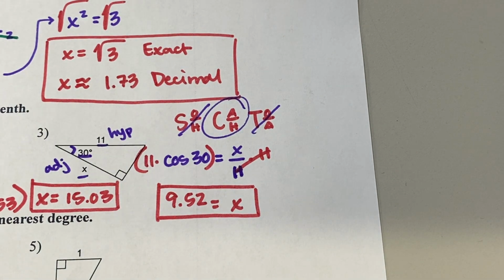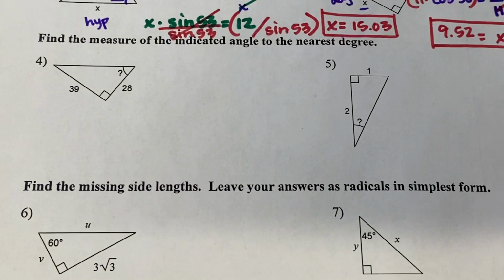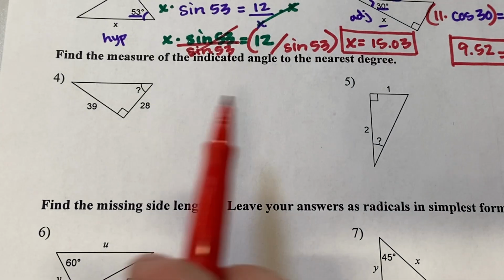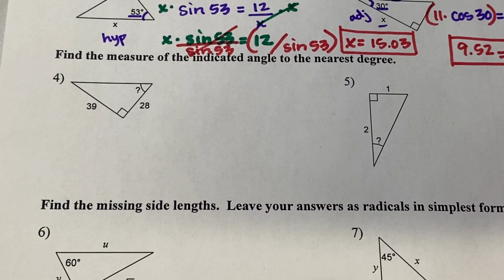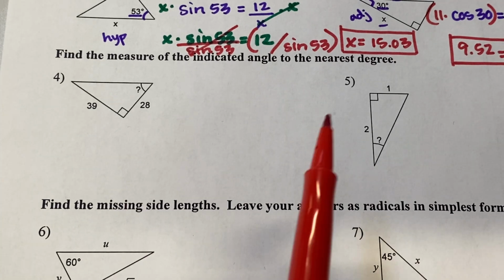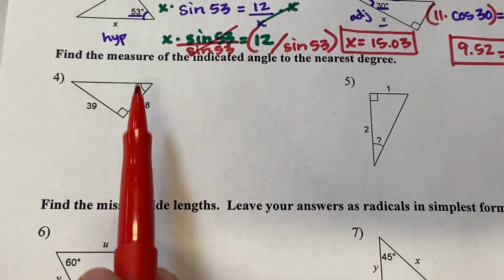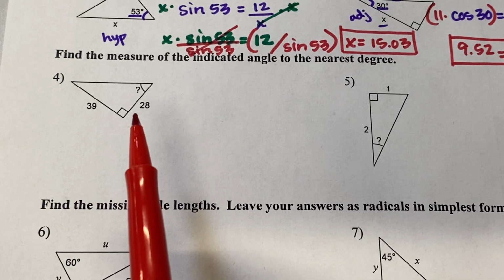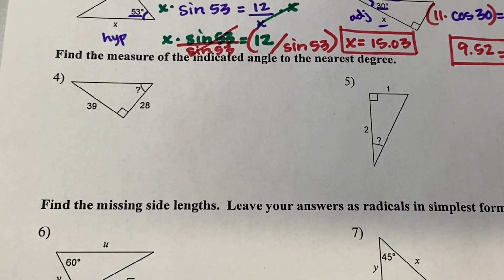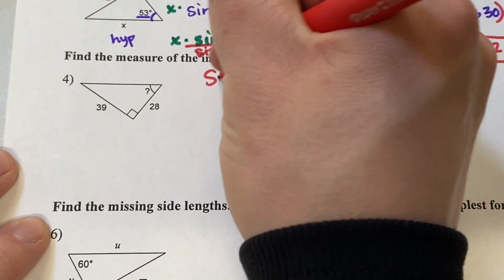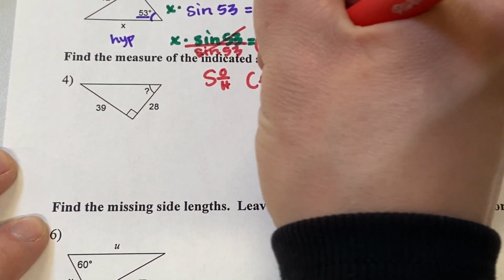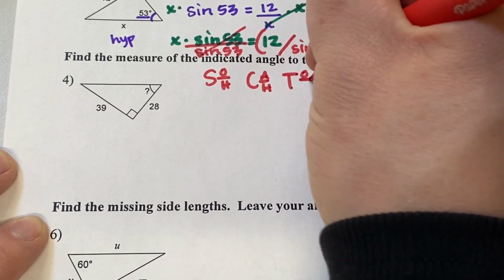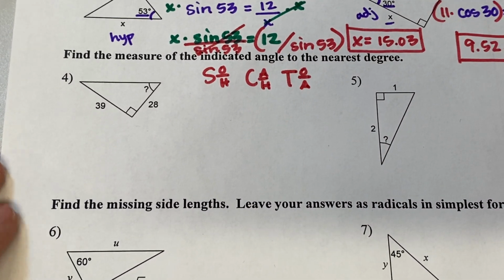Beautiful. Now, for numbers 4 and 5, we're not trying to find a missing side anymore, but we're still going to use SOH CAH TOA. This time we're finding the missing angle. So we're given 2 sides, find the missing angle. Still going to have to use sine, cosine, or tangent, or SOH CAH TOA.